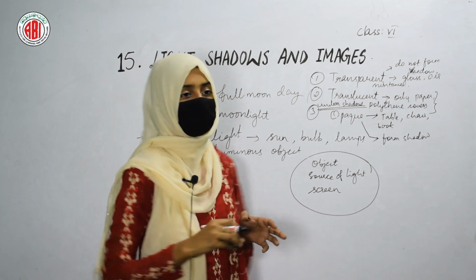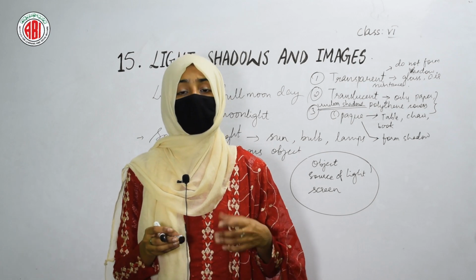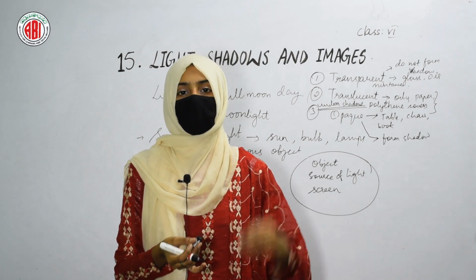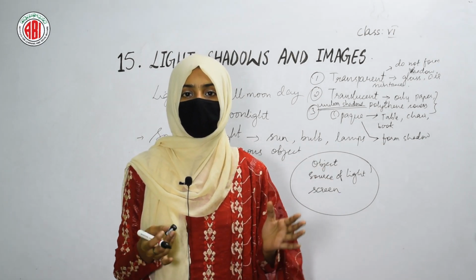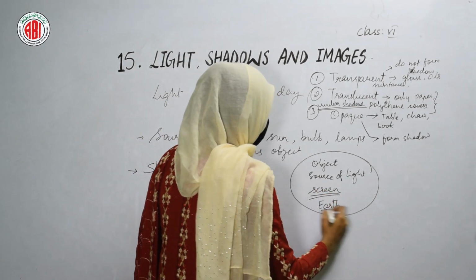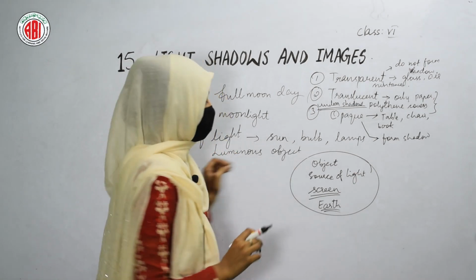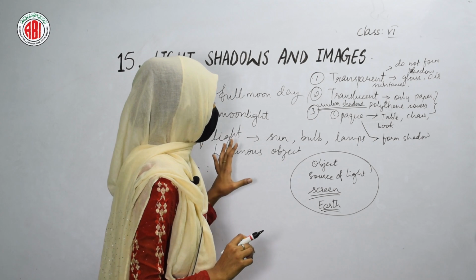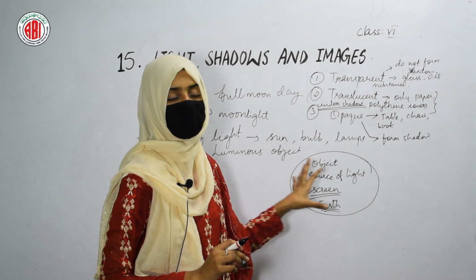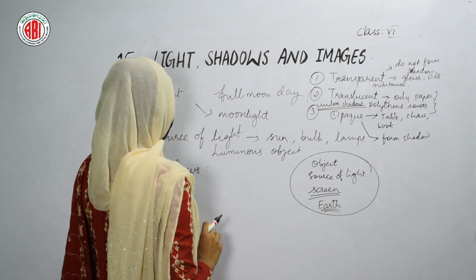When you see the different opaque objects around you, and the light falls on an opaque object, you can find a shadow on the surface of the earth. So here, the earth is acting as a screen. Earth is our screen on which the different shadows are formed. In this way, the formation of a shadow requires an object, a source of light and a screen. If these three things are available, then only can we see the shadow formation.